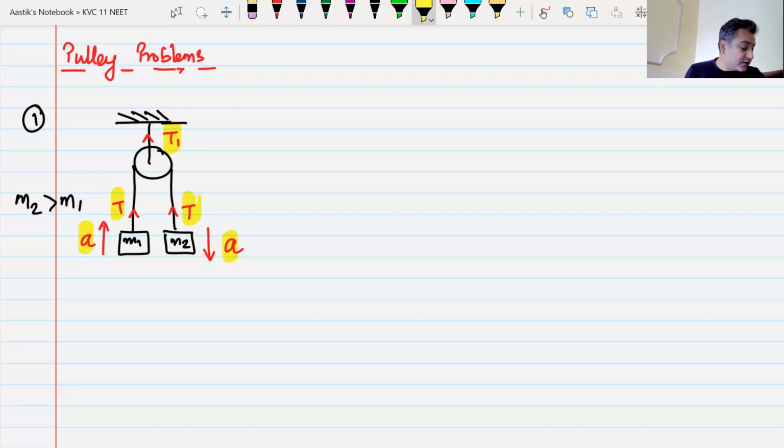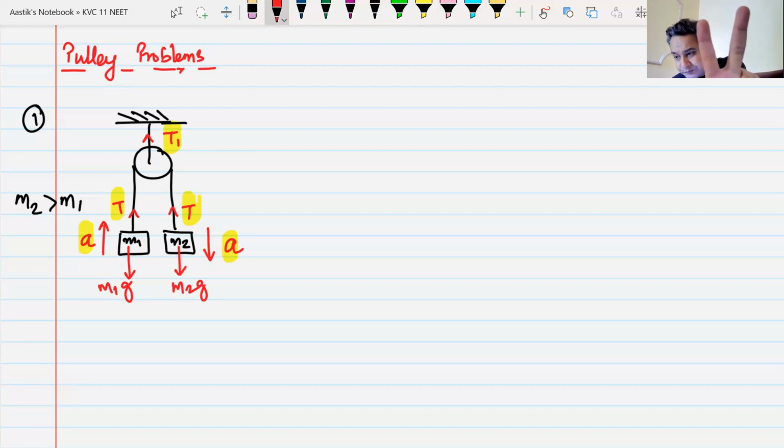Okay, there is no special way to do this. We will do it as we have done the previous questions. So how will I do this? I will draw the free body diagram. The weight of this block is M2G. The weight of this block is M1G. Now I will write the equation for both the blocks. Can anyone tell me what is the equation of block number 2?